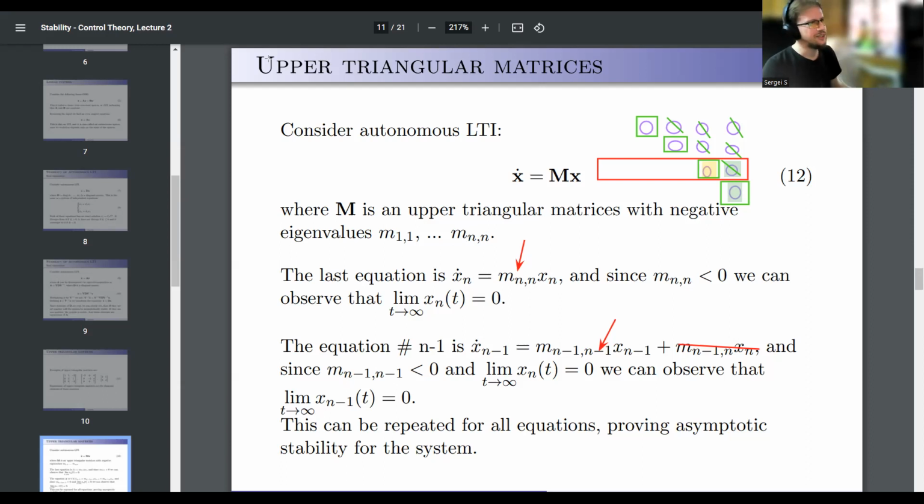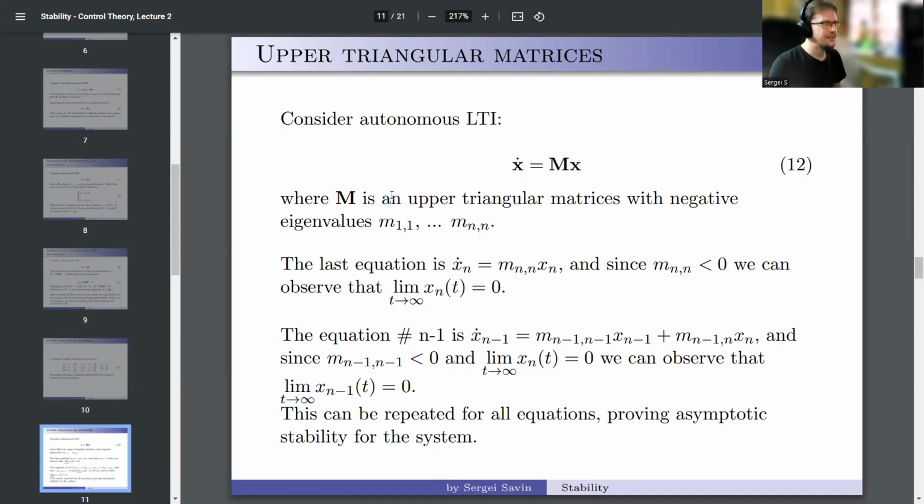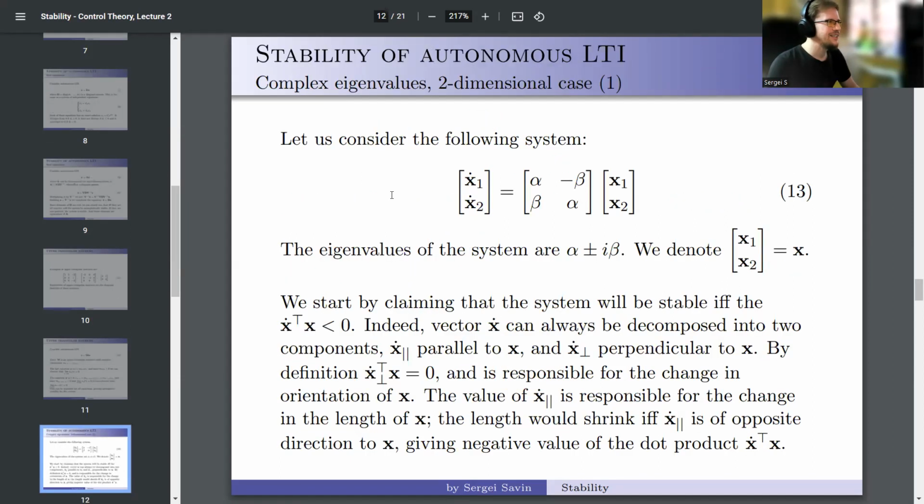All right. Now, sounds good. All of this is nice. Now, let us consider this LTI system. And I apologize here, X probably shouldn't be bold. It should be just normal X. My apologies.